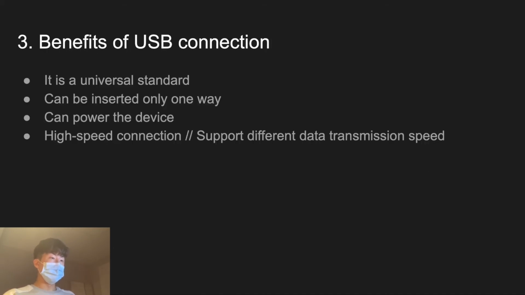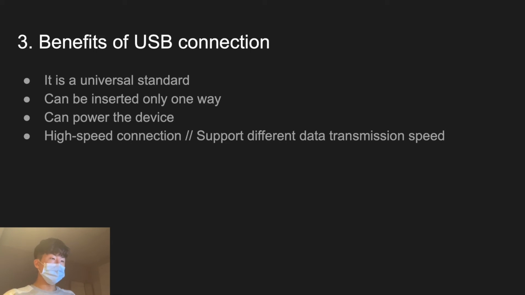Final question for this video is the benefits of USB. There are questions that ask the benefits of it like this. And there are points that you can say to get the full marks all the time. The points from the marking scheme for USB connection are: USB is a universal standard and it can be inserted only one way. And it can power the device and it supports high speed connection. I recommend you memorize these 4 points, as these are the points that are commonly accepted.